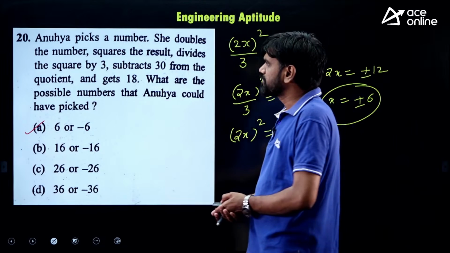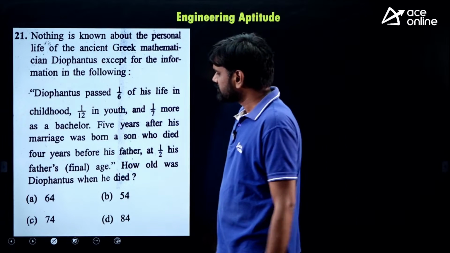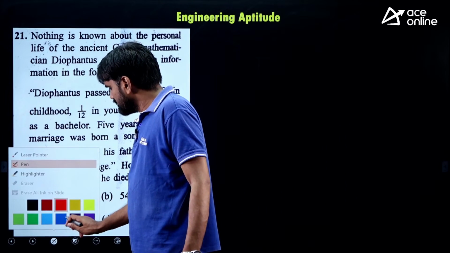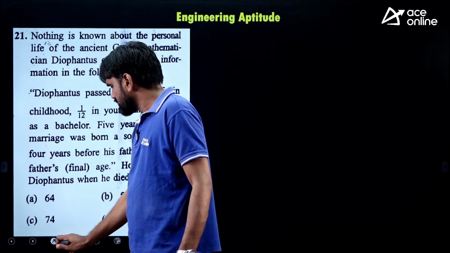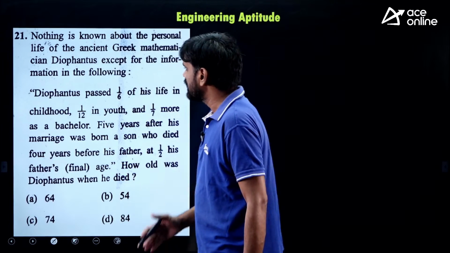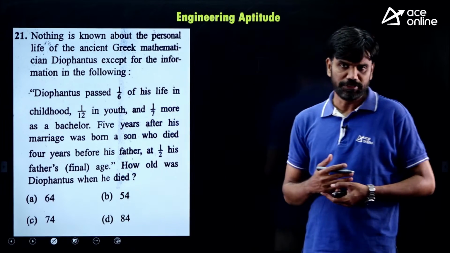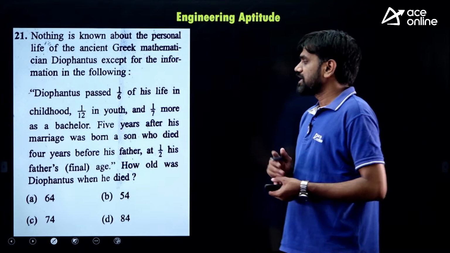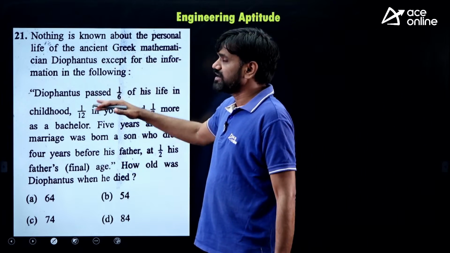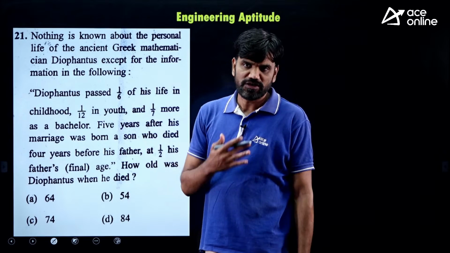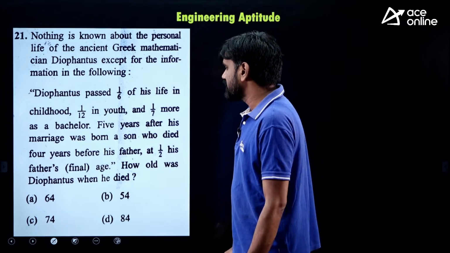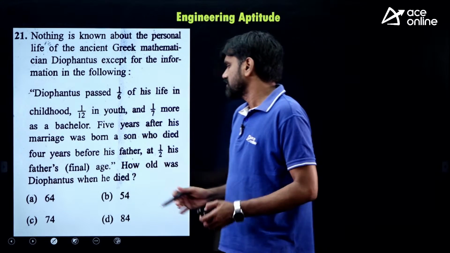Next, going ahead with problem number 21. This is also a lengthy problem, like it looks lengthy, but it is very simple if you are good at understanding the divisibility rules over here. What they have given, they are asking you for what? When the question is lengthy, always read the question part is what we generally say in the class. So here they are asking you for Diophantus when he died.